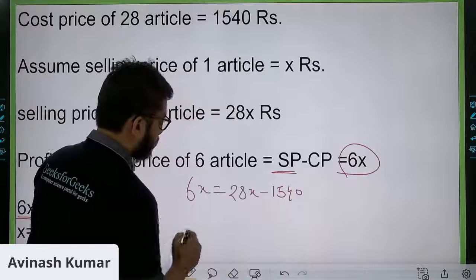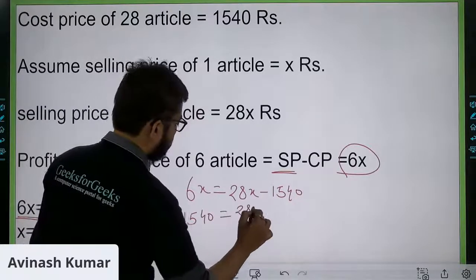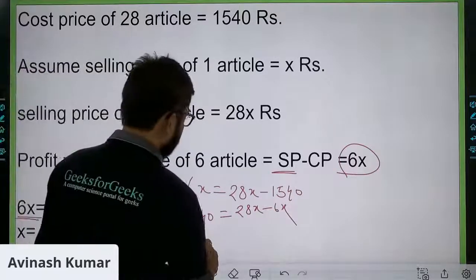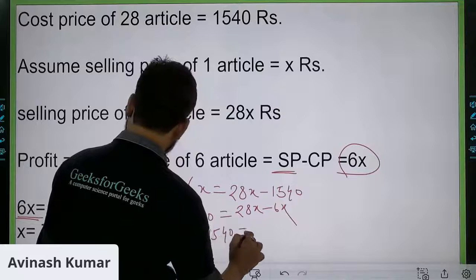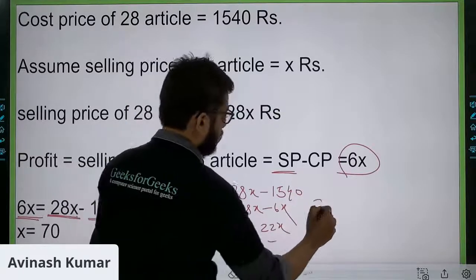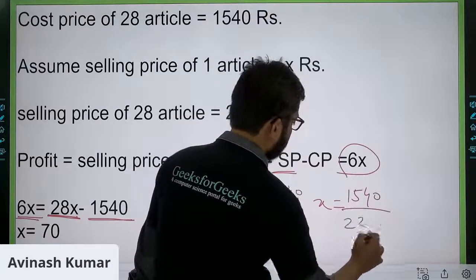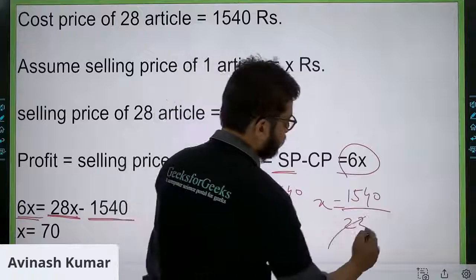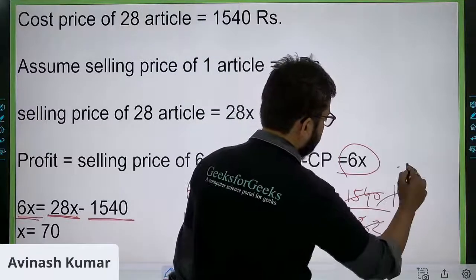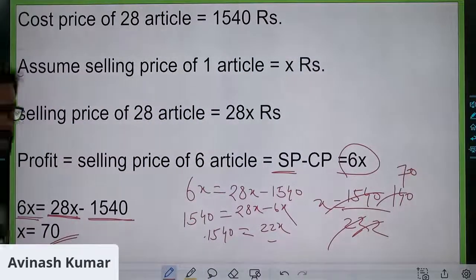Okay, I'm going to do the rearrangement part. So 1540 is equal to 28x minus 6x. This will give you 1540 is equal to 22x. So x is equal to 1540 divided by 22. Doing this with 11 times 2, 11 times 4, this will give you 70. So the value of x is exactly 70 rupees.